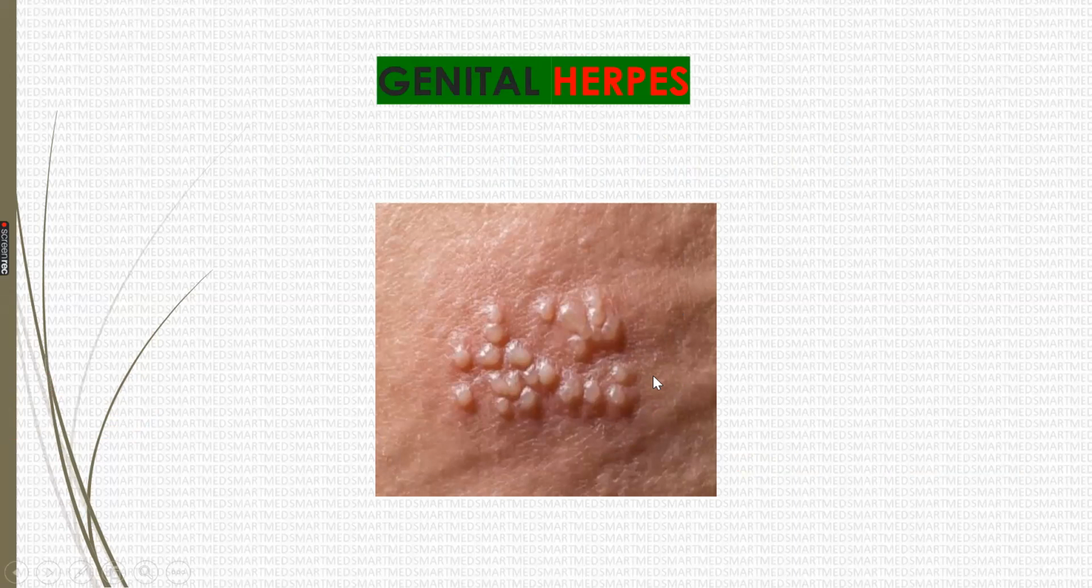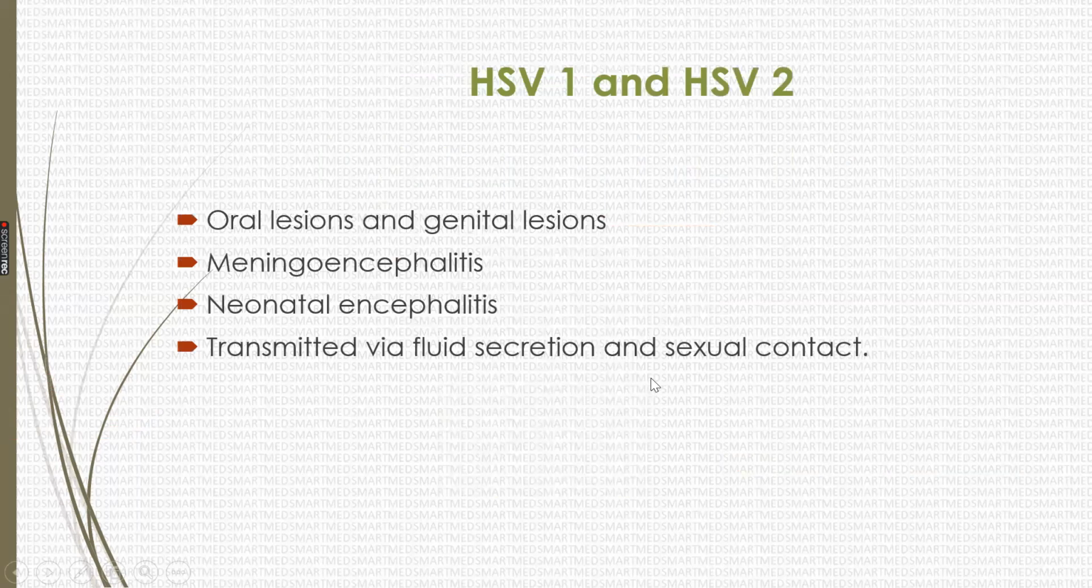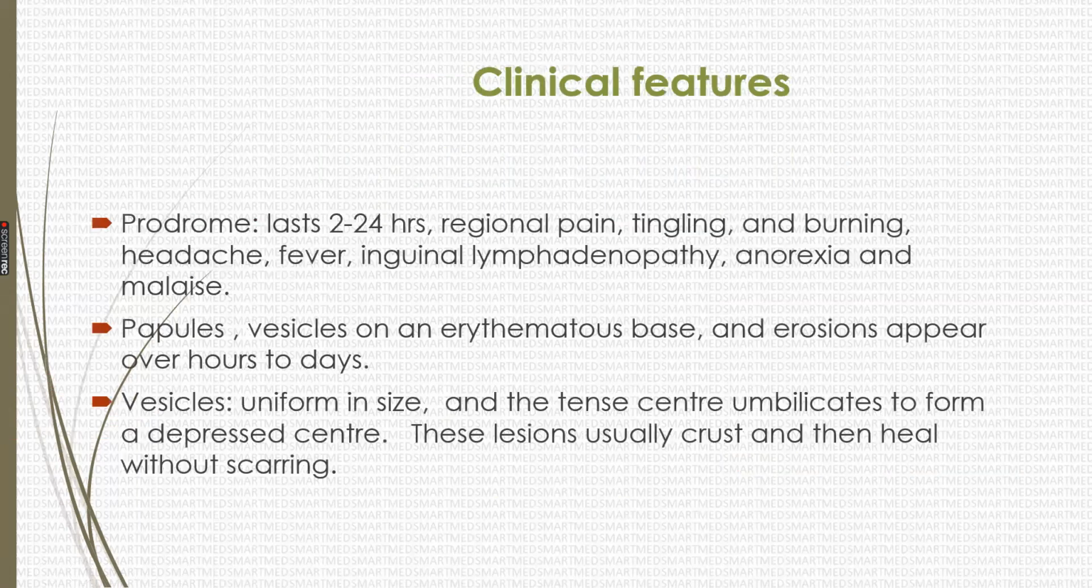This is a group of vesicles. When this is found in the genital area, we call it genital herpes. HSV-1 and HSV-2, oral lesions and genital lesions do occur, as does meningoencephalitis. Neonatal encephalitis does occur, transmitted via fluid secretion and sexual contact. Clinical features: prodrome lasts for 12 to 24 hours. There will be regional pain, tingling and burning, headache, fever, inguinal lymphadenopathy, anorexia and malaise.